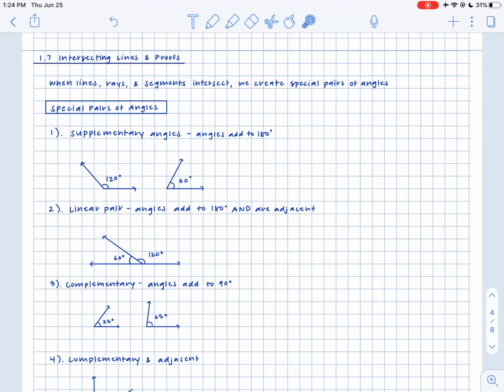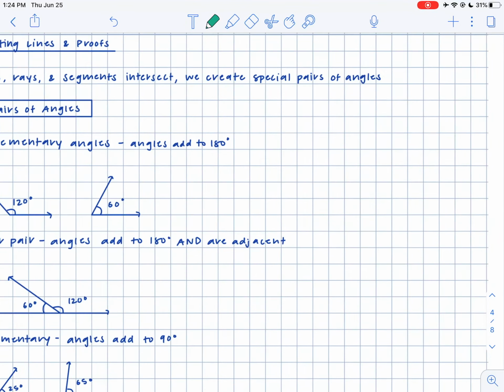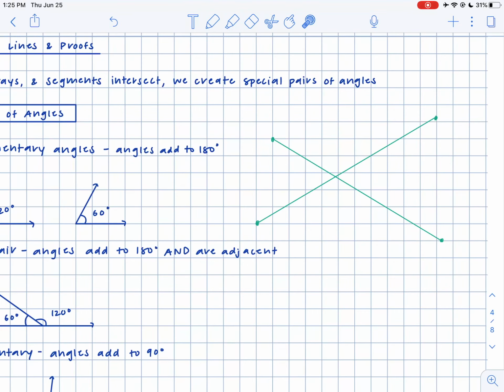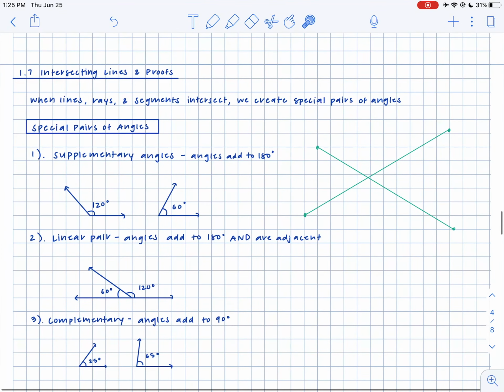So now let's get into studying the proof of the vertical angles theorem. When lines, rays, and segments intersect, we create special pairs of angles, okay? So I'll draw, let's say this would be one segment, and it intersects with something else. It could be a ray, a line, another segment, doesn't matter. So they intersect at this point right here, right? Now, what is the significance of them intersecting? Well, now we've actually created special pairs of angles.